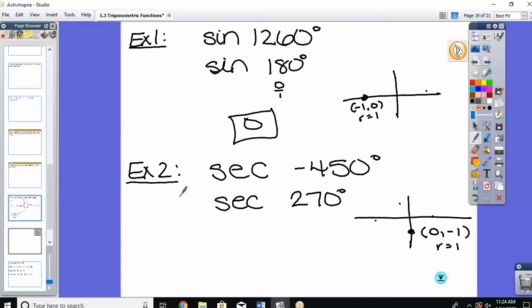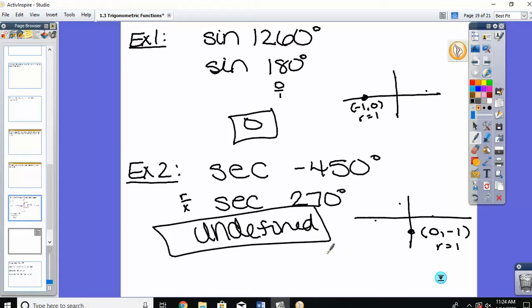Definition of secant is r over x. So 1 over 0 would be undefined. Use your table to check. Is that what we wrote down for the secant of 270? Yeah, so use that to check your work along the way. Is that what I did?